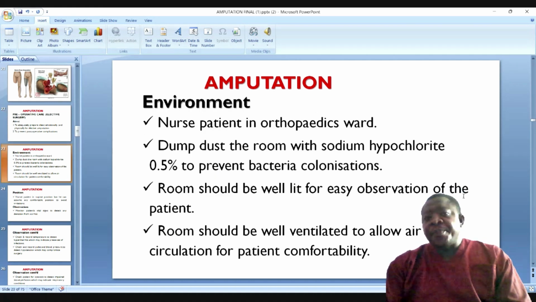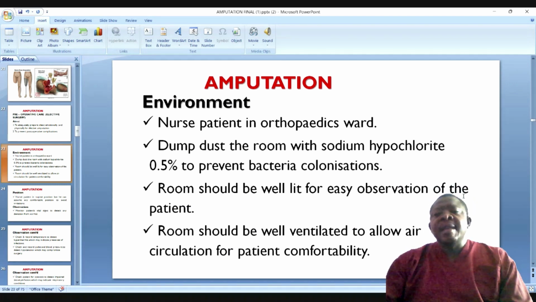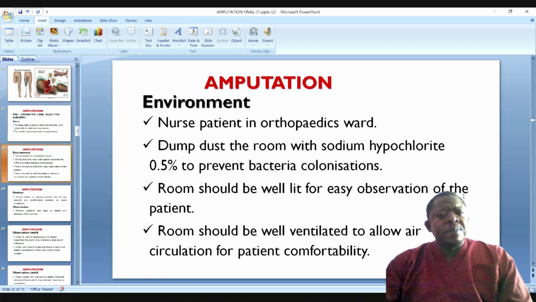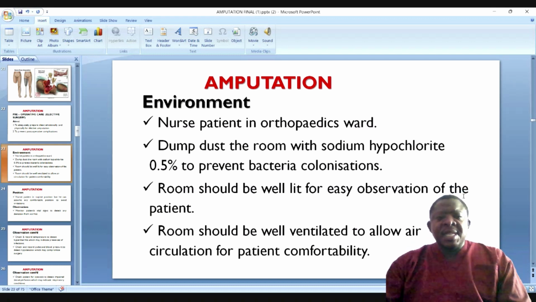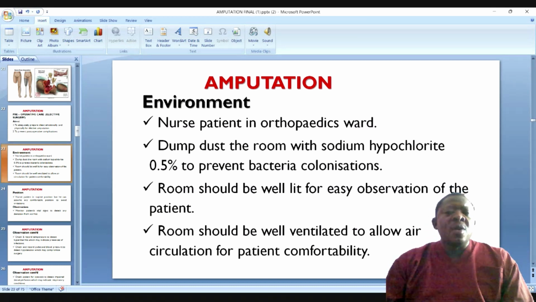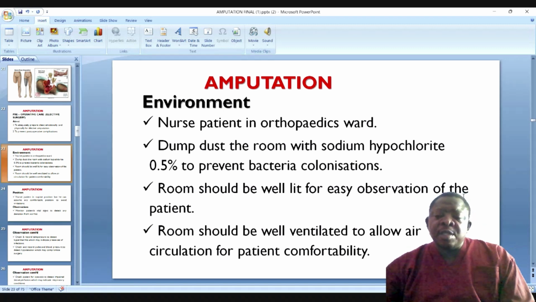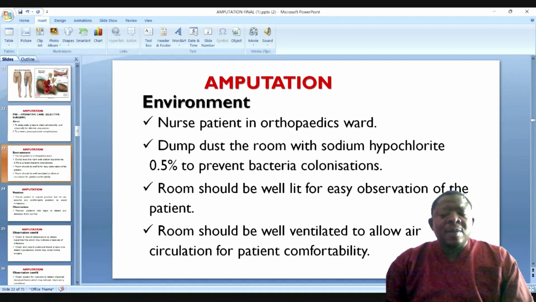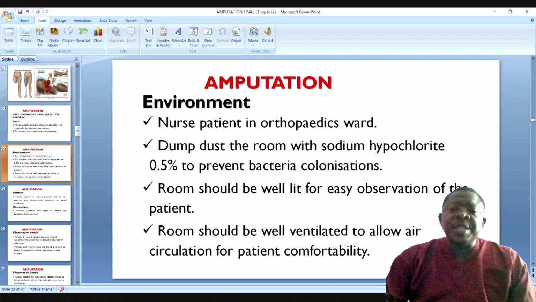The environment, okay, for this patient, we are saying they will be admitted in orthopedic wards, okay, orthopedic wards. Ensure the room is clean, and the room should be well ventilated. The room or the place where you are admitting the patient should be somewhere where you can easily observe the patient, and should be in a well-lit environment for easy observations.